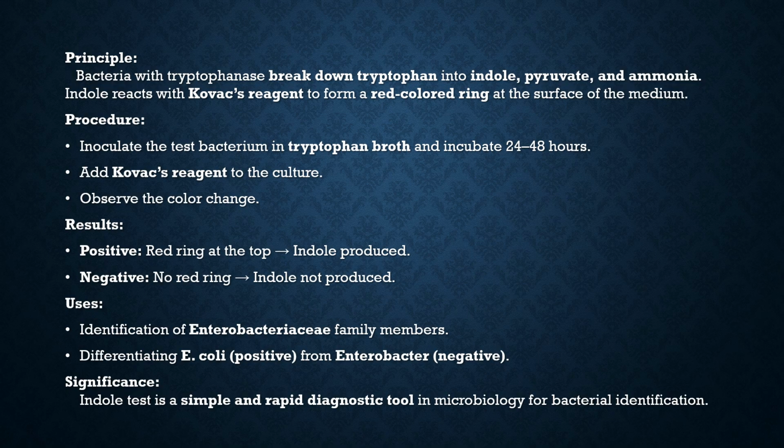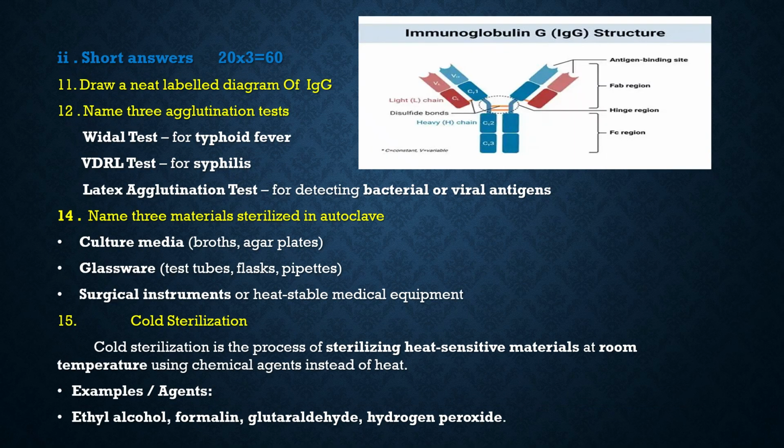Second, main short answers, which carry 3 marks. The 11th one: draw a neat labelled diagram of IgG. This is the structure of IgG, immunoglobulin G, and this is the L chain, Fab region, antigen binding site, and Fc region, and these are the labelings. The next, 12th one: name 3 agglutination tests.